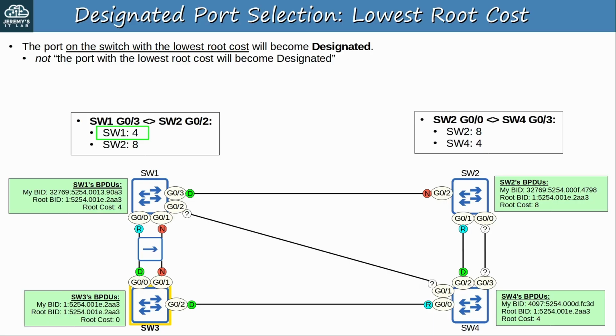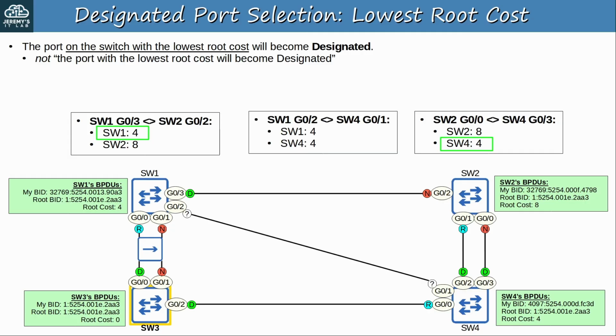Same deal for the switch 2 G00 to switch 4 G03 link. Switch 4's root cost is lower than switch 2's, so switch 4's side of the connection becomes designated. Finally, there is the link between switch 1 and switch 4. Both switches have the same root cost, so we have a tie. To decide which side of the link will become designated, we need a tiebreaker.